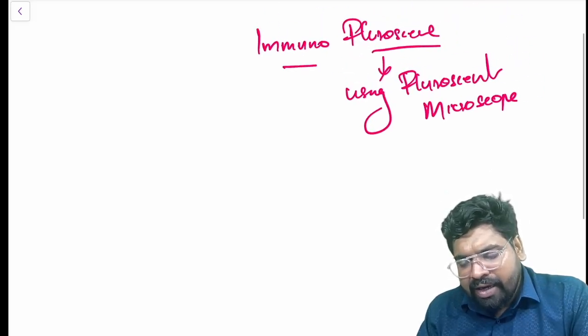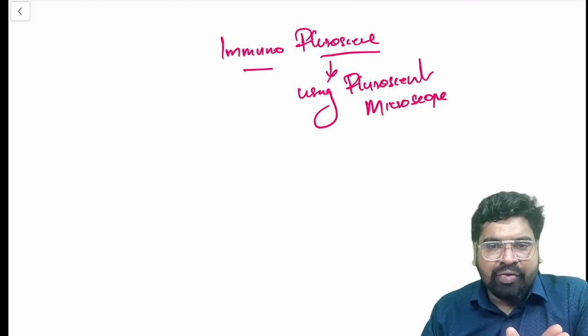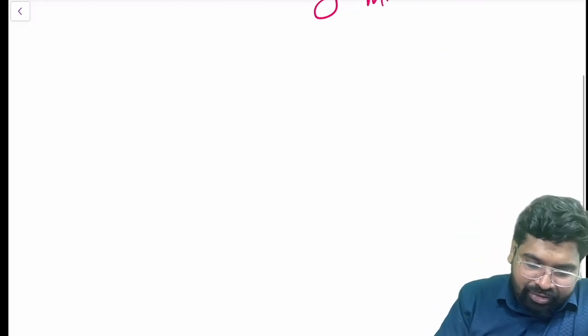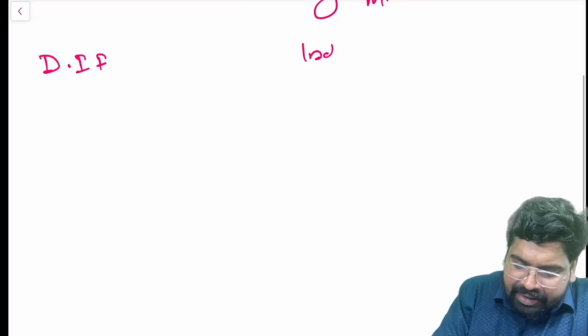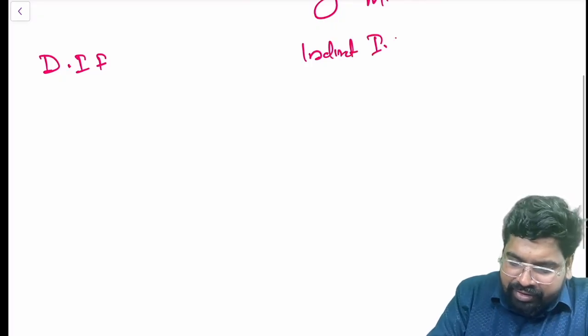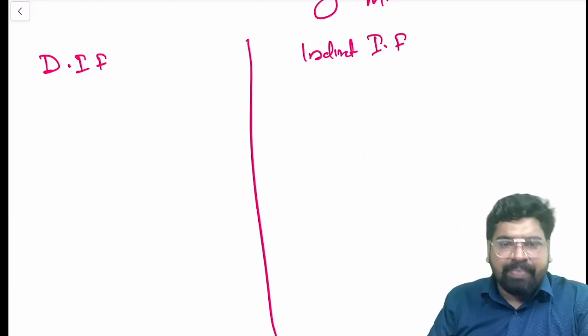Now, to diagnose skin lesions, we can use two techniques. One is direct immunofluorescence, the other is indirect immunofluorescence. So, what is direct immunofluorescence and indirect immunofluorescence?